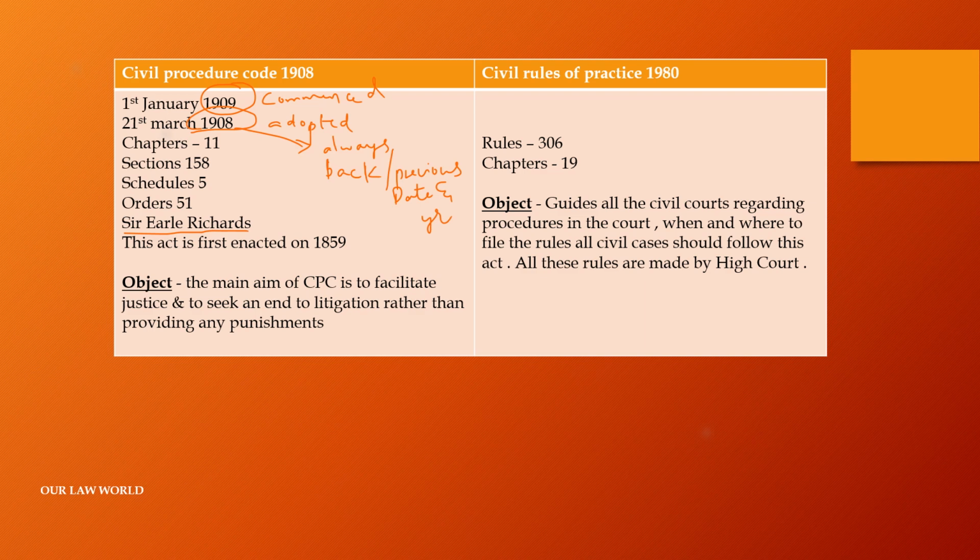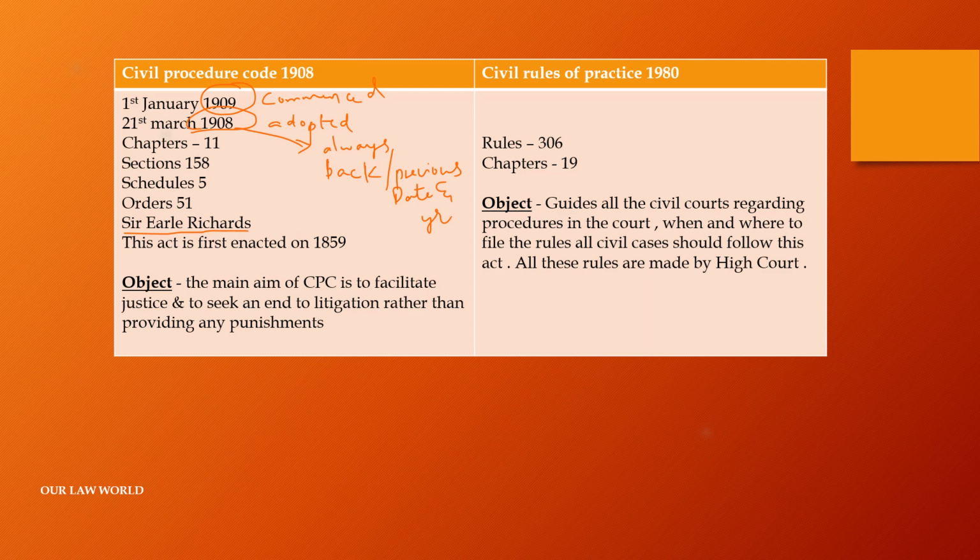If you see here under Civil Procedure Code 1908, there are two dates mentioned. Among these two dates, one will be the adopted date and the other will be the commenced date. The adopted date, as I said earlier, will be the previous date or the date on which the bill is presented. So among these two dates, 21st March 1908 is the previous date. This is the adopted date, and 1st January 1909 is the commenced date, on which the act came into force.